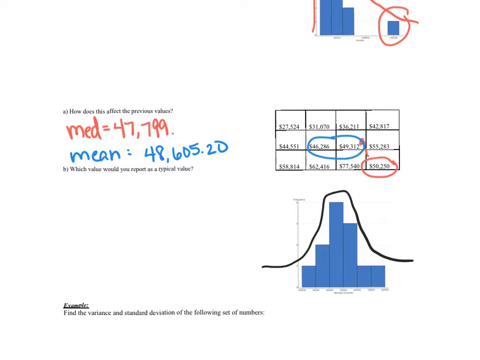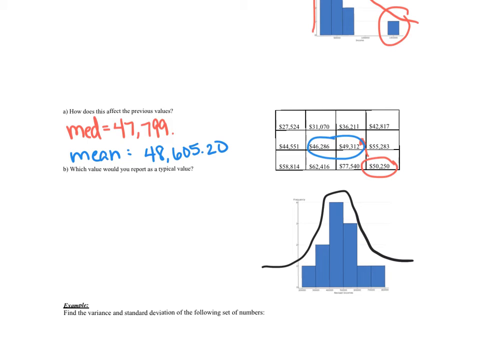It's a lot closer. The tails are on both sides. And look at your mean and your median. They're approximately the same value, around 48,000 for both. So when we look at this now, here's what value we should report as a typical value. Because my distribution is symmetric and these values are fairly close to each other, I always want to report the mean when it's symmetric.